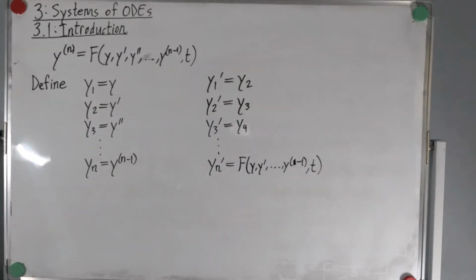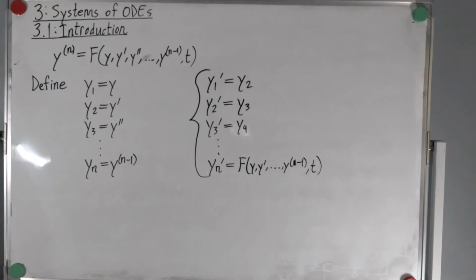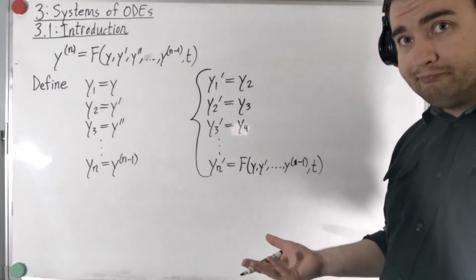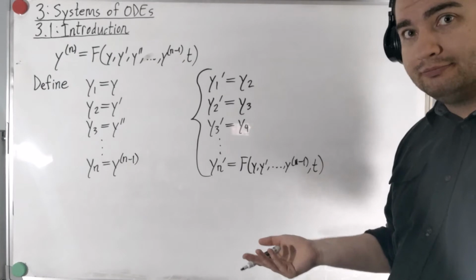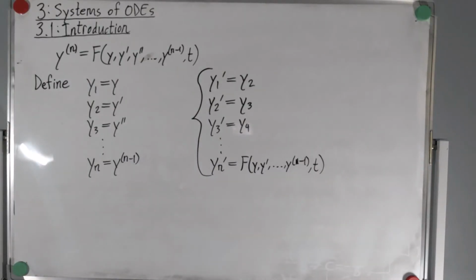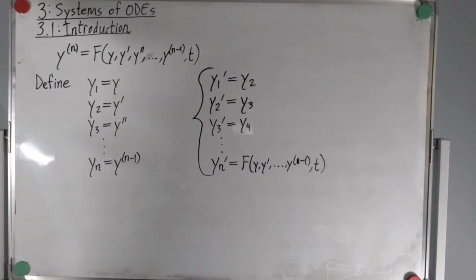And just like that, we now have a first order system of ODEs. Depending on what this capital F is, it might be linear, might be homogeneous, might have constant coefficients. Hard to say, depends on what F is. Okay. So let's look at some examples of how this works.